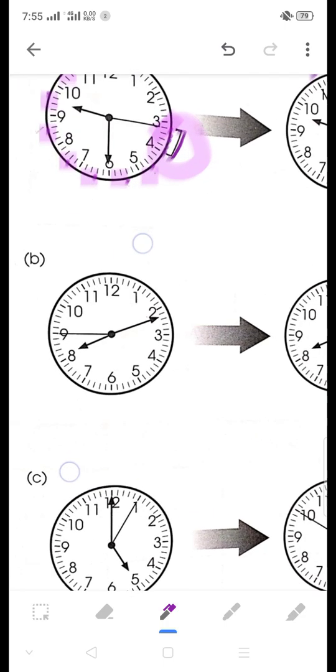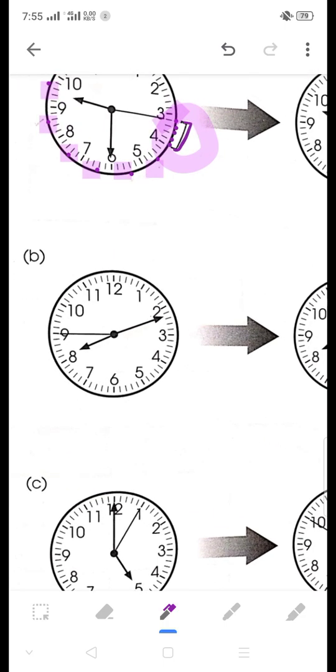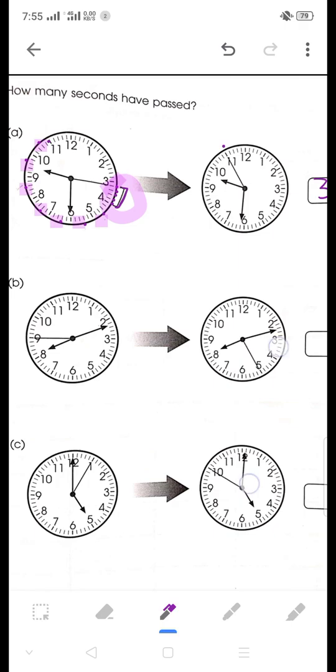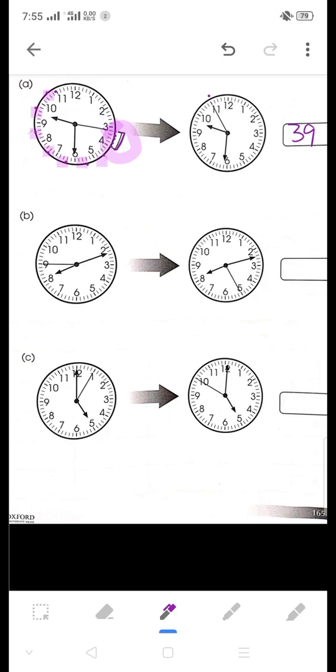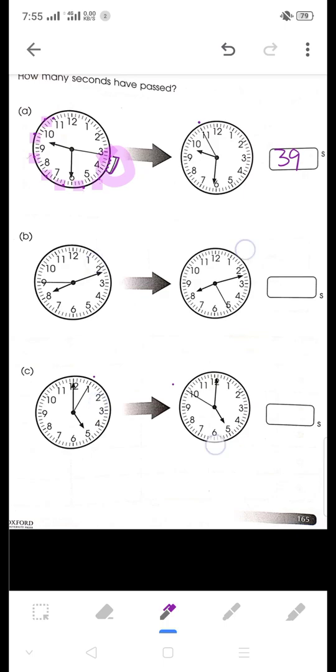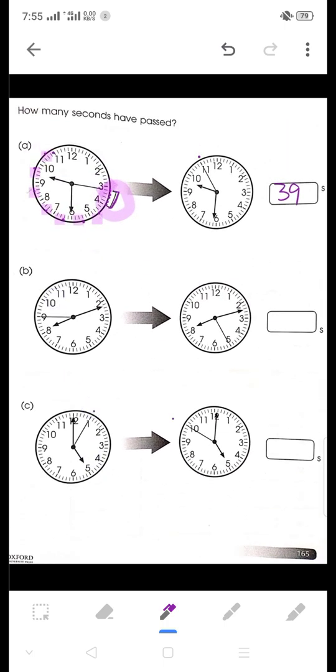Here the second hand is at 9, and here it is on 5. So you will count the seconds from 9 to 5. Here from 1 to 10, and you will write the seconds that have been passed in the boxes. That's it.